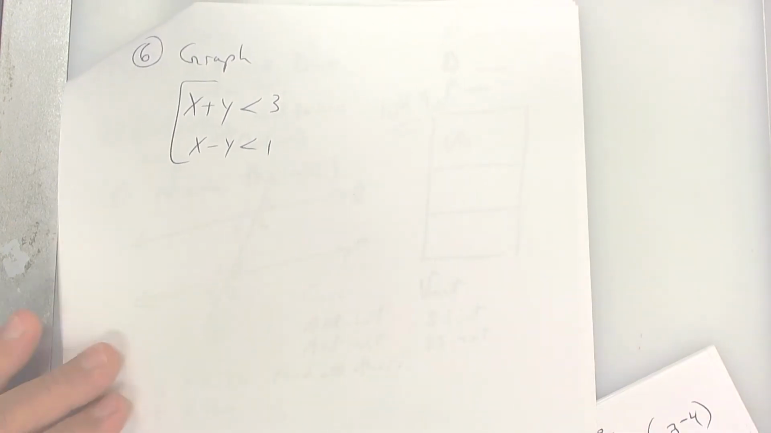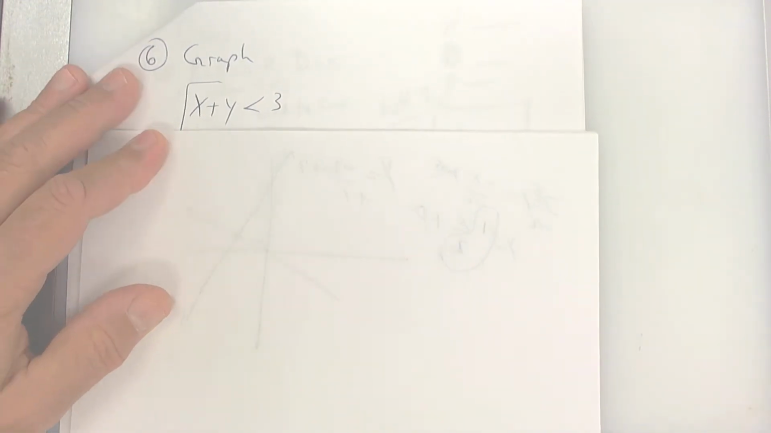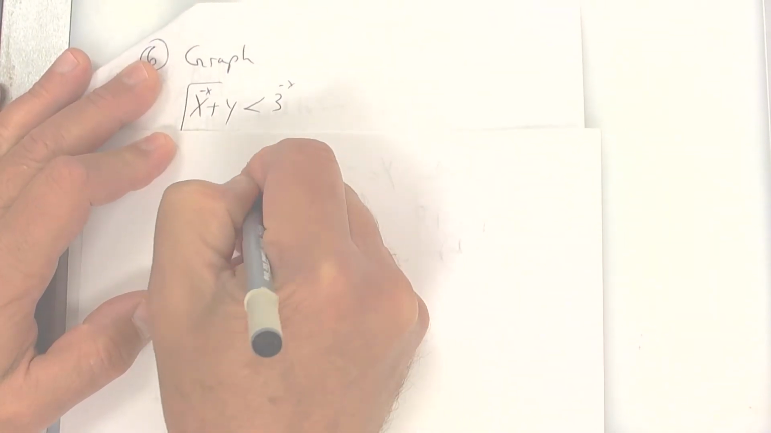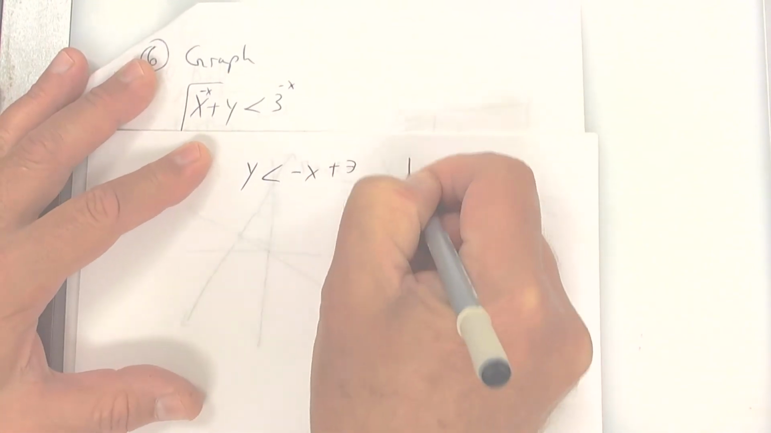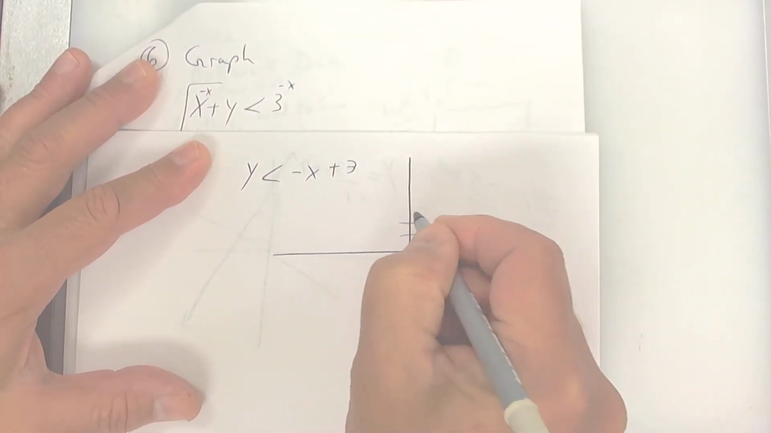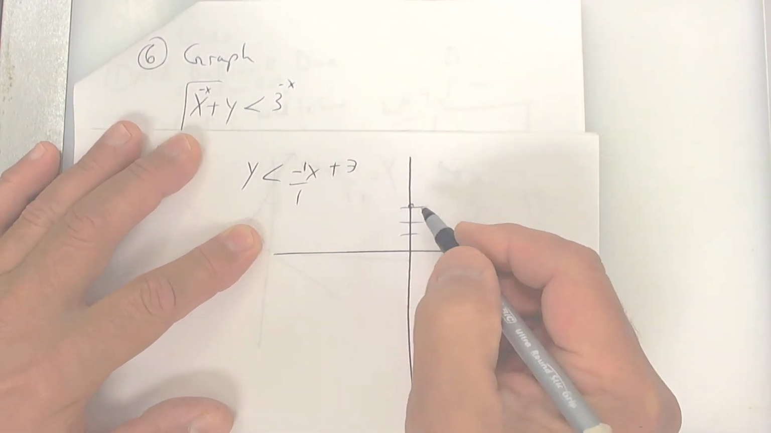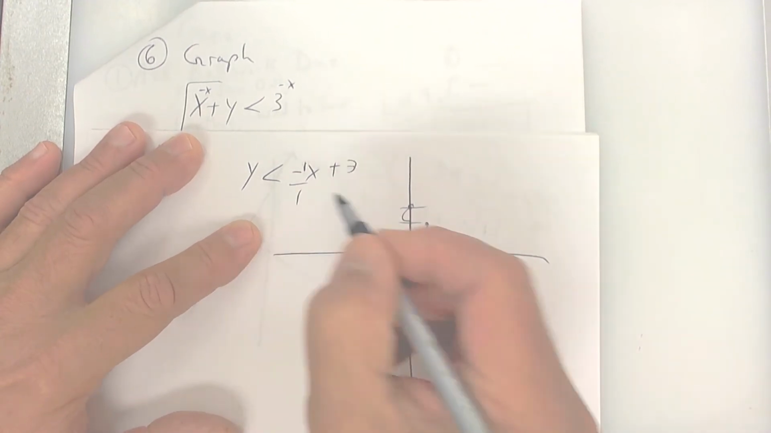One more. Graph this one, get y by itself. This is an inequality where you have to test to see which side to color in. Let's go ahead and work this one. This one right here, I'm going to subtract x from both sides. So I'm going to get y is less than -x plus 3. So I'm going to go up 3 and put a dot. And then my slope is going to be a -1 over 1. So go over 1 and then to the right 1. And this one right here is broken.